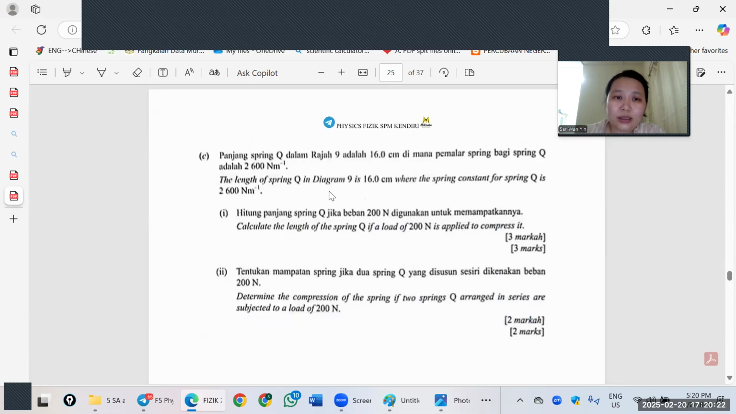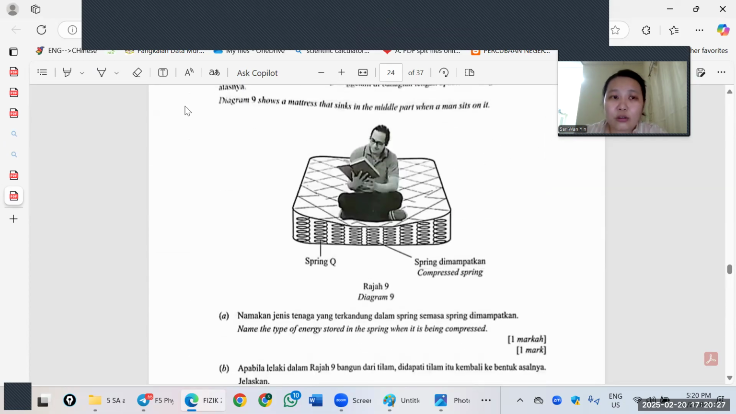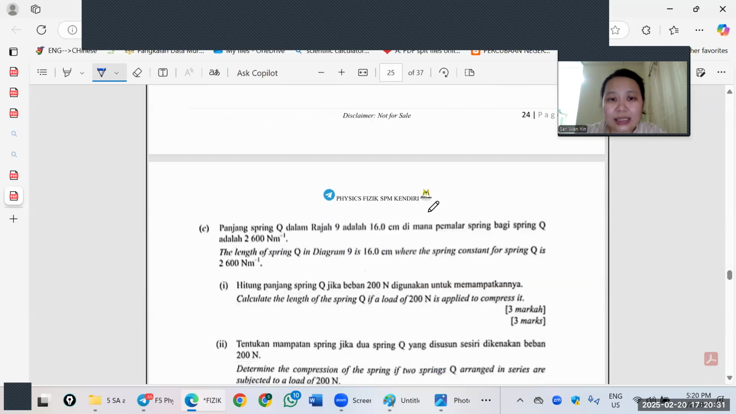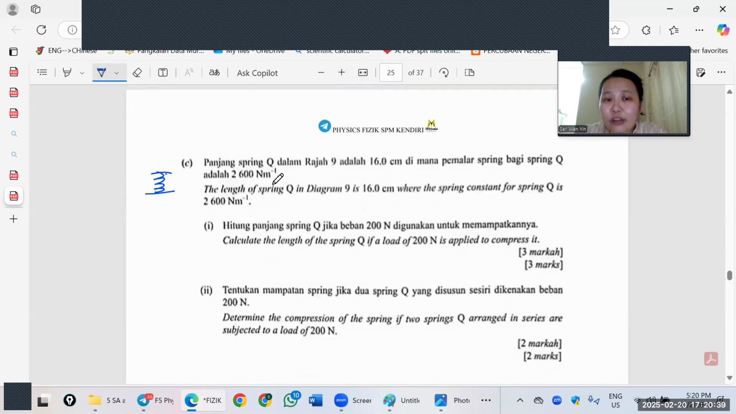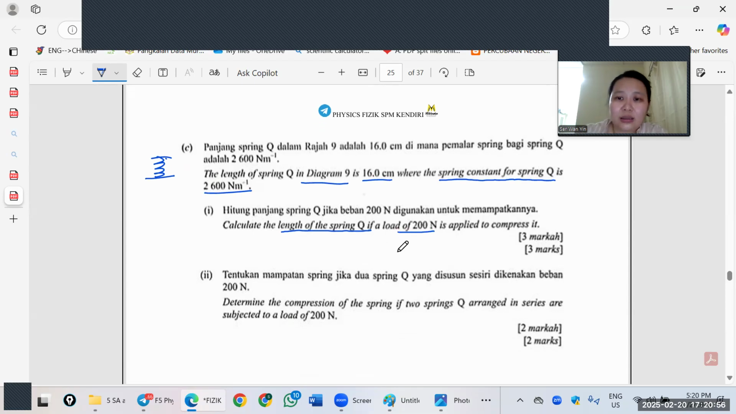Okay, now this one. The length of spring Q in diagram, spring Q means one of the springs. So in this treat, it is one of the springs. The length of the spring Q in diagram 9 is 16 cm, where the spring constant for spring Q is this. Calculate the length of spring Q if the load 200 Newton is applied to compress it.